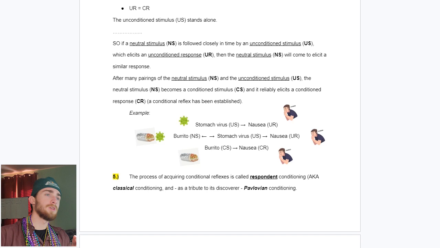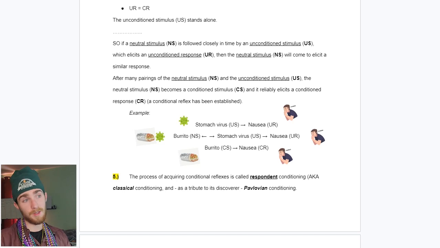So if a neutral stimulus is followed closely in time by an unconditioned stimulus, which itself elicits an unconditioned response, then the neutral stimulus will come to elicit a similar response. After many pairings of the neutral stimulus and the unconditioned stimulus, the neutral stimulus becomes a conditioned stimulus, and so it reliably elicits a conditioned response. And in this way, a conditioned reflex has been established.